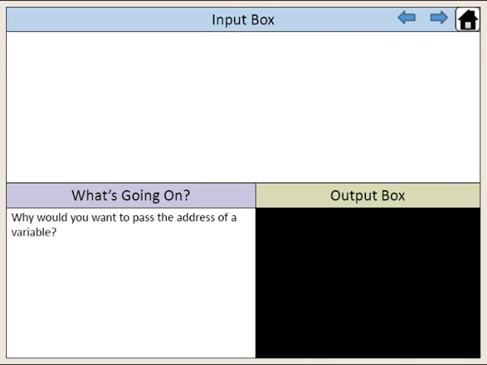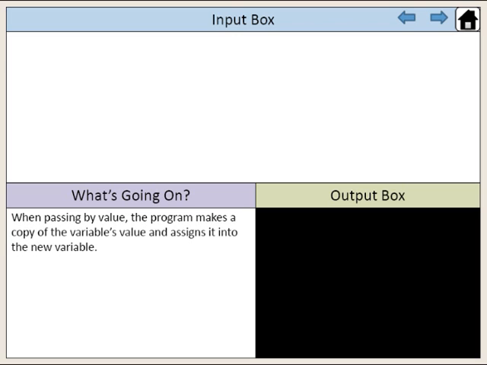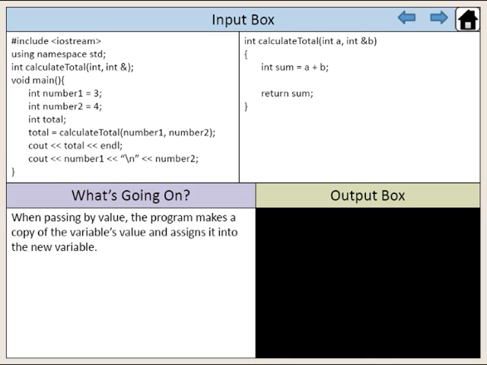Why would you want to pass the address of a variable? When passing by value, the program makes a copy of the variable's value and assigns it into the new variable. Let's use the calculate total function as an example.